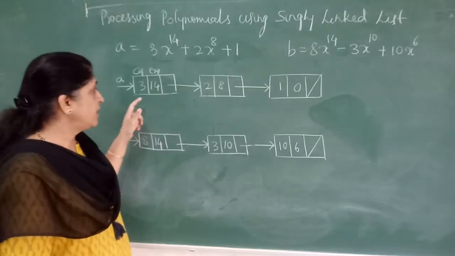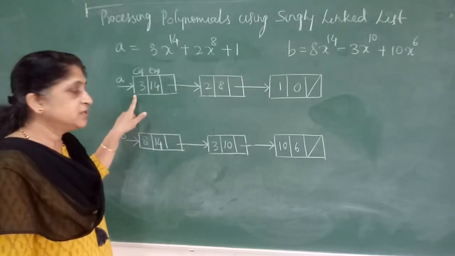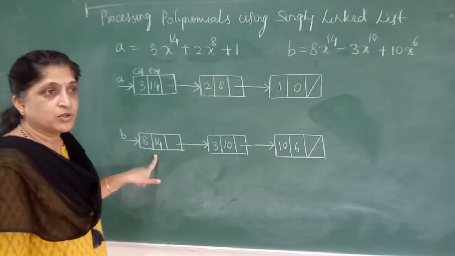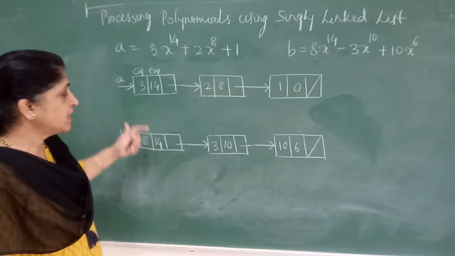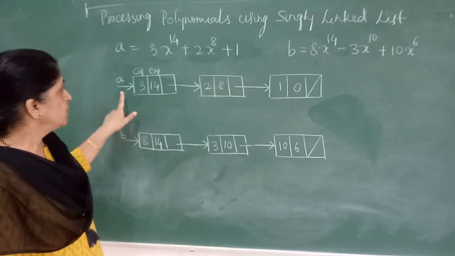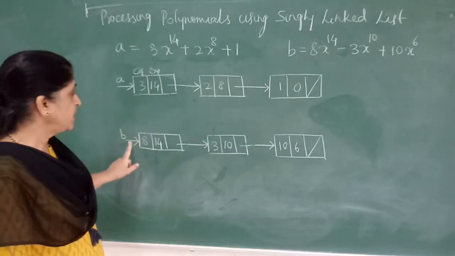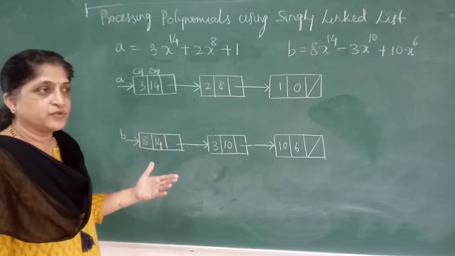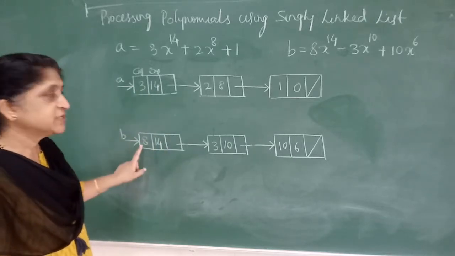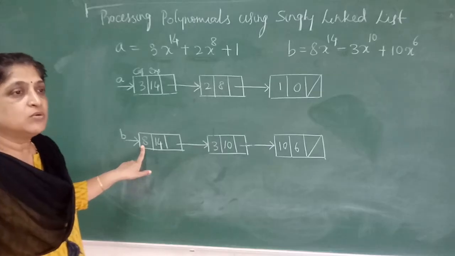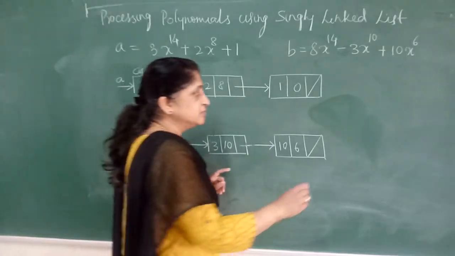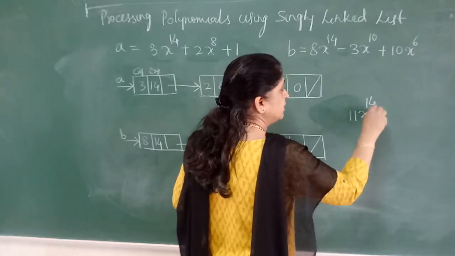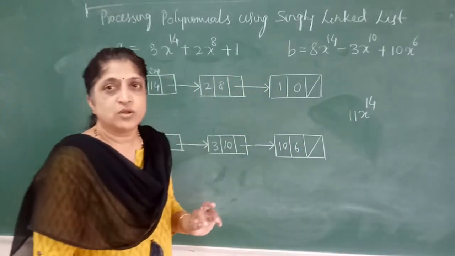Now we'll compare. We have A pointer pointing to the first term here and B pointer pointing to the first term in the second polynomial. We have to compare the exponents. So A exponent is 14, B exponent is also 14. Since the exponents are same, we have to add the coefficients. So coefficient is 8 plus 3, that is 11. Now we have to add the term 11 x to the power 14 to the sum polynomial.